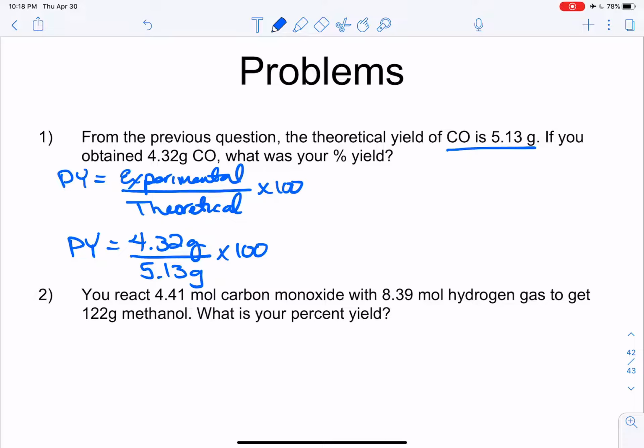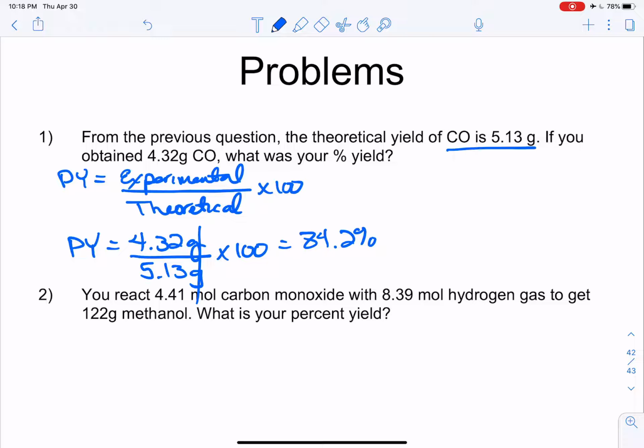And those grams are going to cancel out. So if we do the math on this, 4.32 divided by 5.13 times 100, that is going to give us what? 84.2%. And that's a nice yield. 84.2% is a really good yield, especially for an introductory chemistry student.